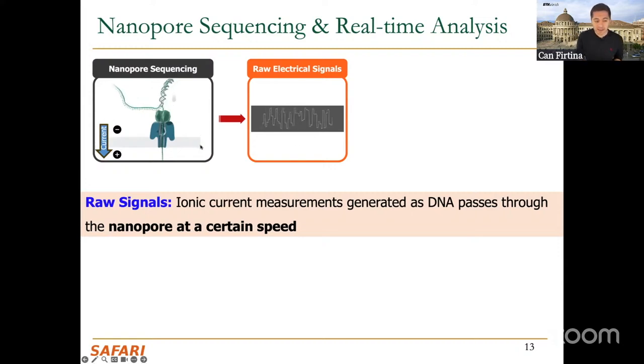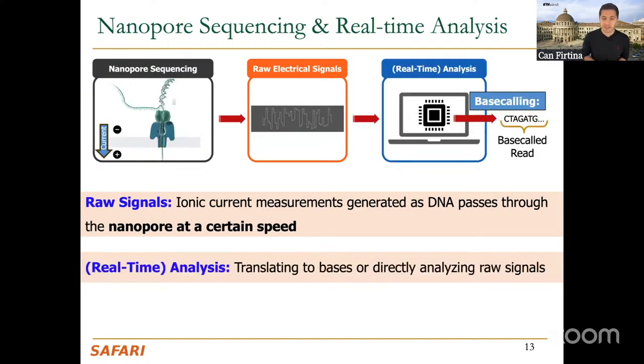As a result, we will be outputting ionic current measurements as the DNA passes through these pores. This is generated at a certain speed, which, again, as I said, is around 5,000 electrical signals per second, or 400 to 500 bases per second. Once we generate these electrical signals, we can convert them to ATGCs. This is a step called basecalling. We call the bases from the electrical signals. Or we could directly analyze these raw electrical signals without basecalling.